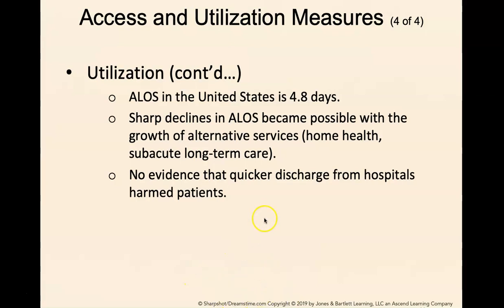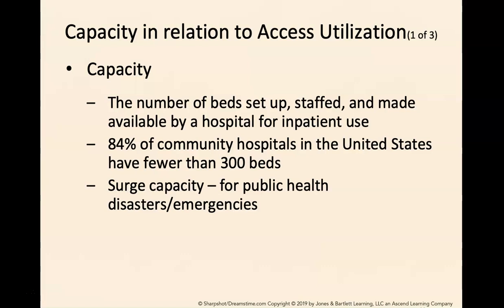There is also no evidence that quicker discharges from hospitals are harming patients. So that's actually a perfect example of cost effectiveness. Now let's talk about capacity, capacity in relation to access utilization.